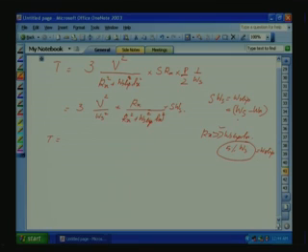So RR we can assume is much greater. To a first approximation, torque is equal to 3 into P by 2 into V by omega S whole square into, since RR we assumed much greater than omega slip, this can be approximately omega slip divided by RR.